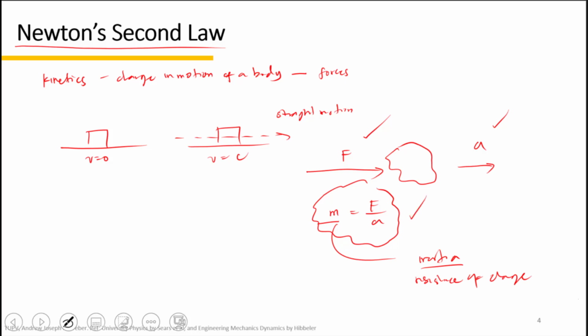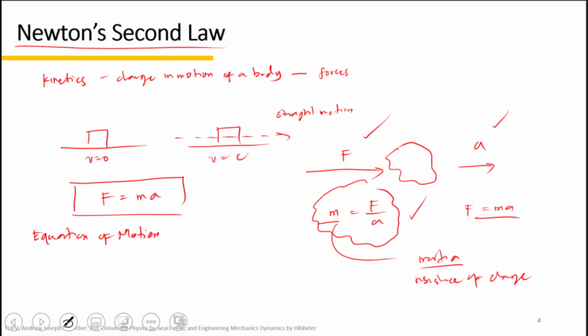The first original formulation of Newton's second law is in this form, and the one that is popular is this. So mathematically, we can rewrite this form into that popular notation or expression, which is F equals ma. This is called the equation of motion, and this is one of the most popular formulations in mechanics.